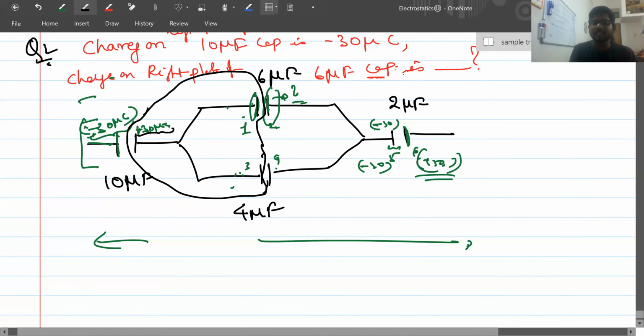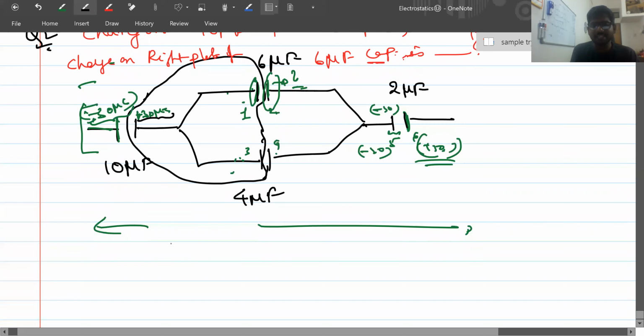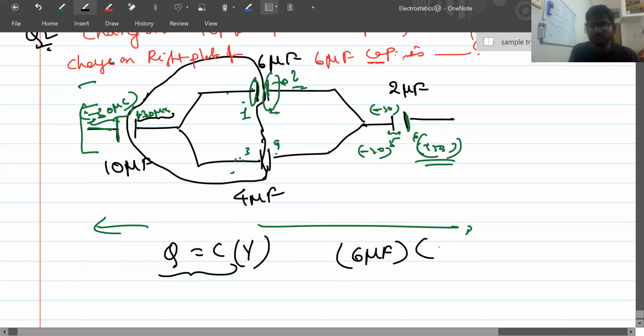And if they are minus 30, here due to induction there will be plus 30 combined in the second and fourth plates. So let us find out the magnitude of charge. The direction and sign we already know, it will definitely be plus charge on the second and fourth plates. But what is the magnitude we need to find out? Magnitude is Q equal to C into V, that is Q across the 6 microfarad will be 6 microfarad into the potential across that 6 microfarad.